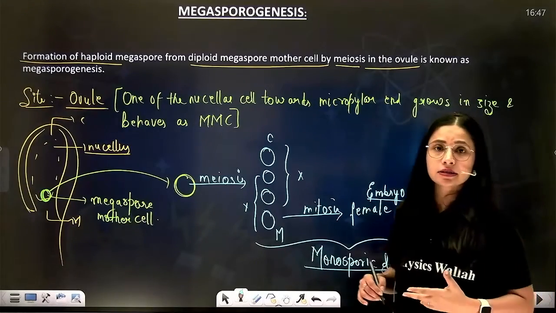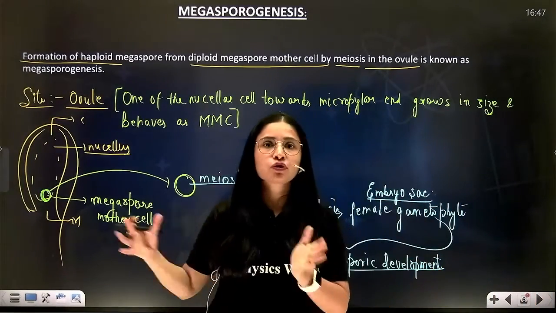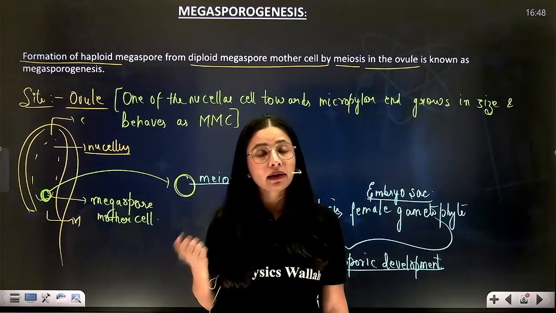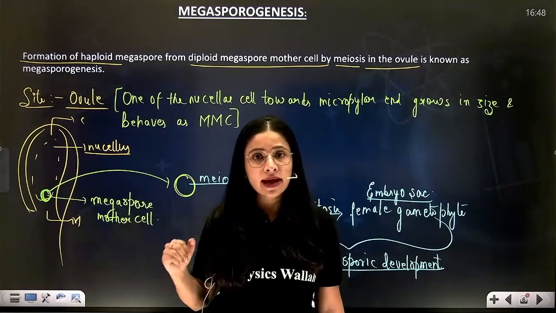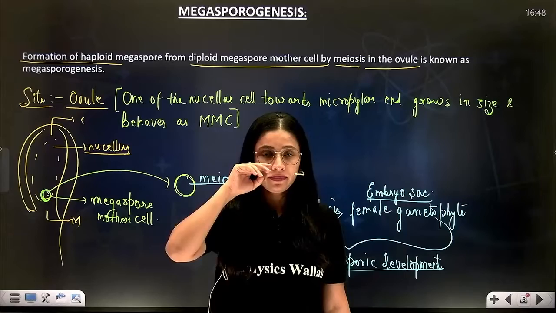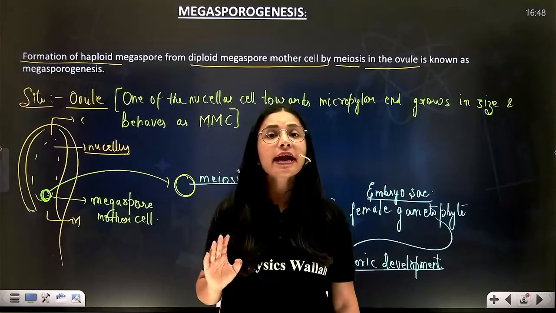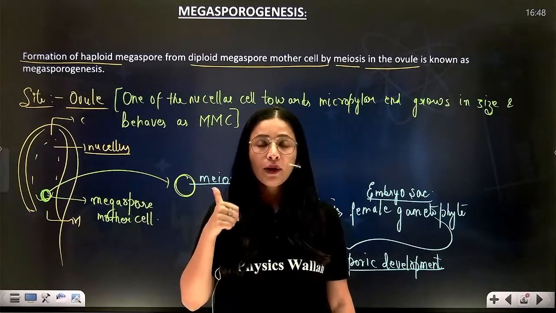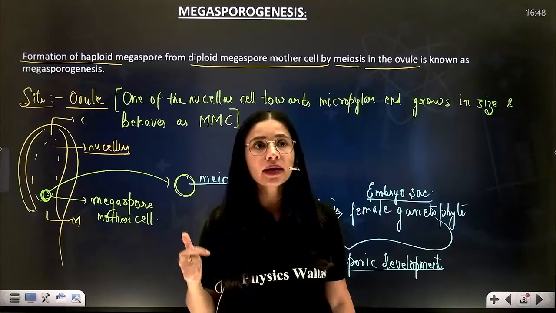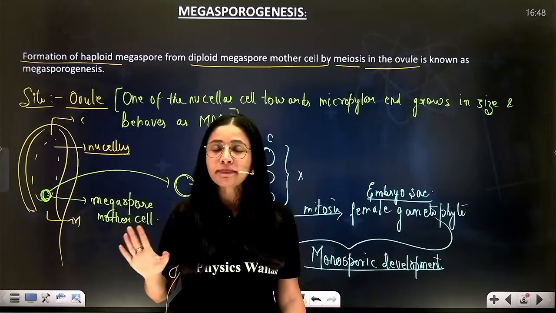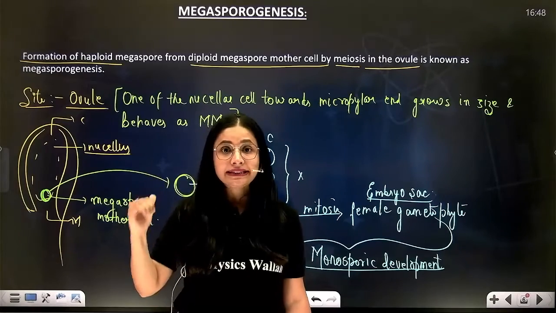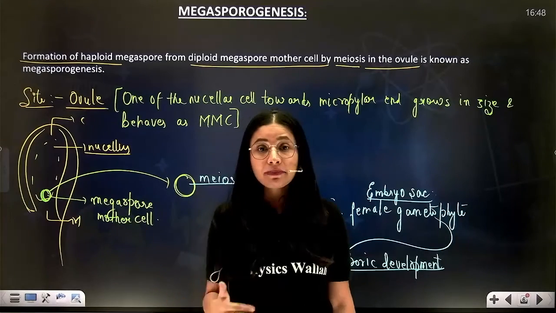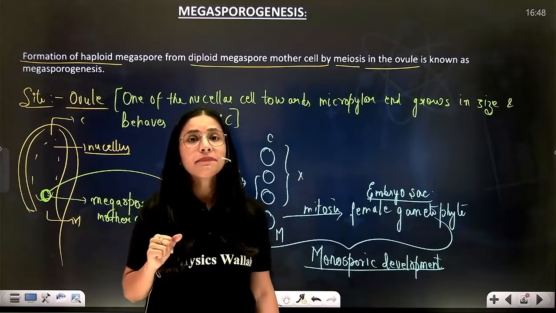In some cases, two functional megaspores can be there. So that is bisporic development. In some cases, all the four megaspores may remain functional to form the embryo sac. So that is tetrasporic. So how many types of embryo sac development can be there depending upon the functional megaspores? 3. Monosporic, bisporic and tetrasporic. Getting my point or not? Yes or no? This concept of monosporic, bisporic, tetrasporic was explained by our Indian scientist P. Maheshwari.